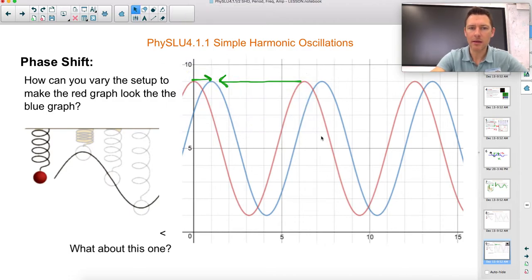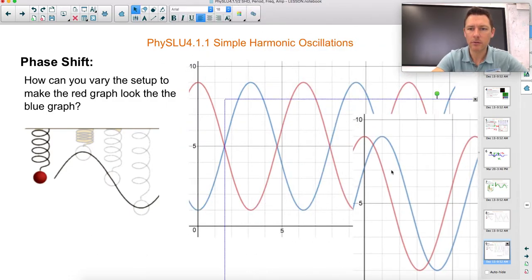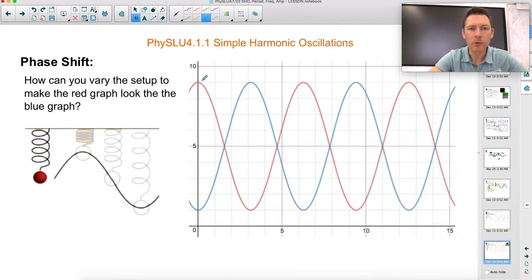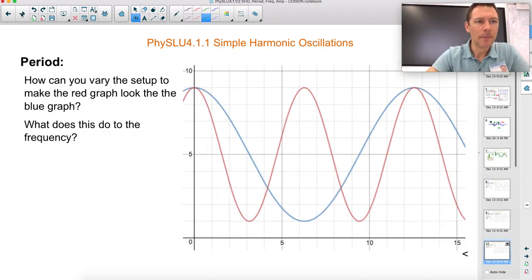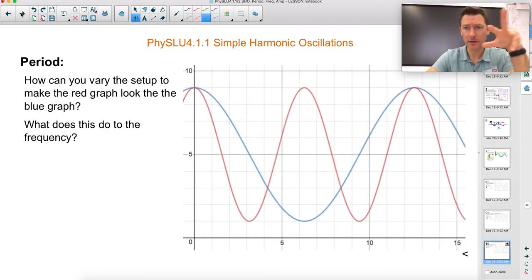This guy, move him over here. This has been moved 3 units to the right, or 3 units to the left, either way, right? That's called a phase shift. We're not changing anything. We're just sliding it. It's a horizontal translation for you mathematicians. Yes. Cool. All right. This is another one we can mess with.